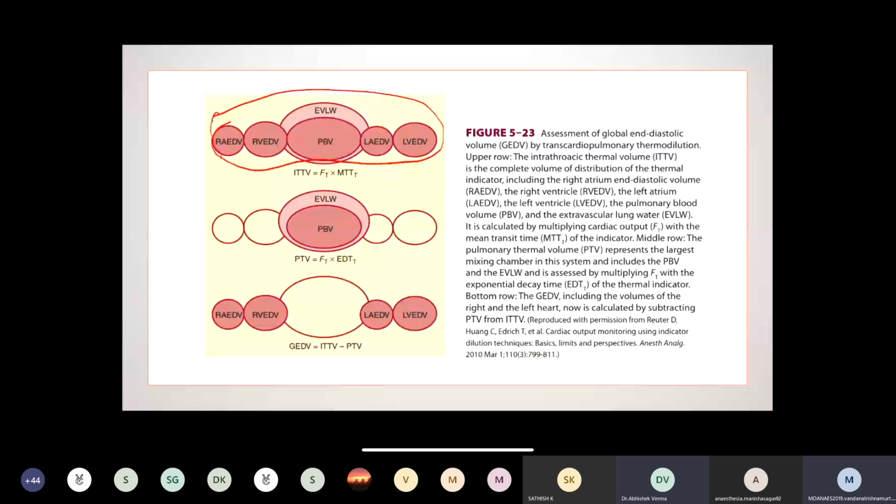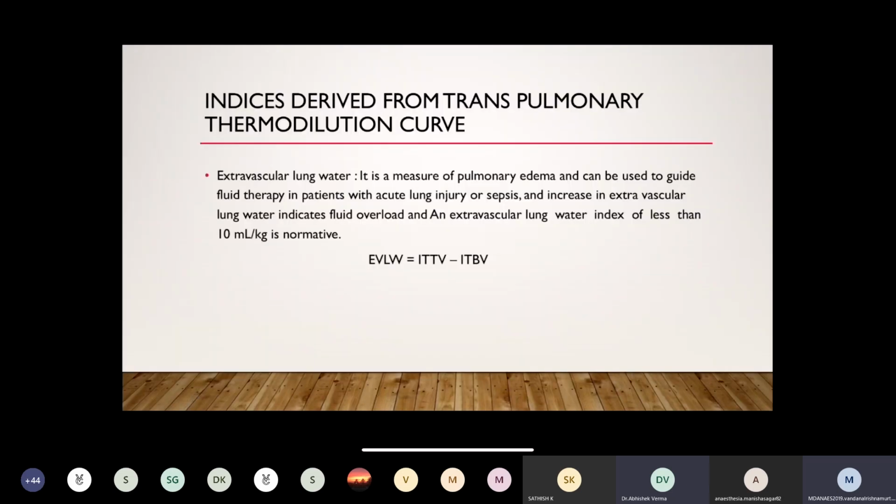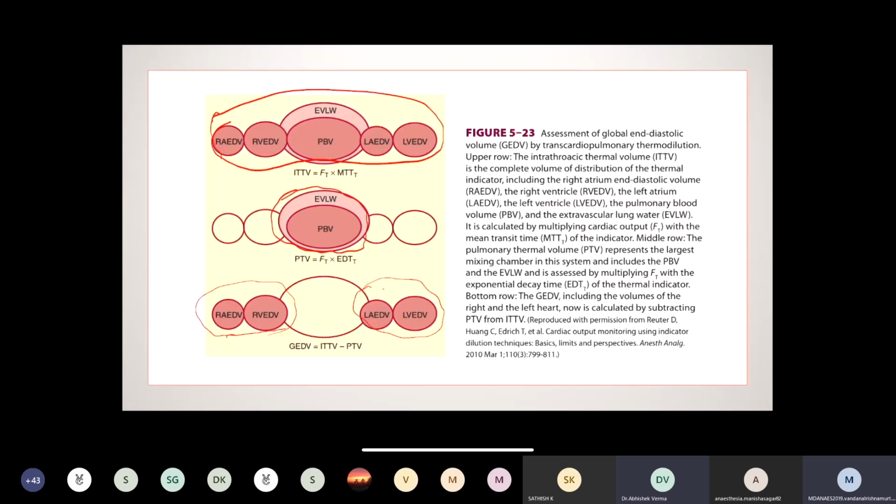And the pulmonary thoracic volume is calculated by exponential decay time into cardiac output. And global end diastolic volume is nothing but the end diastolic volume which is present in all chambers of the heart at the end diastolic time. So this is important. Based on this, we can calculate the volume inside the pulmonary area, and we can calculate the extravascular lung volume.